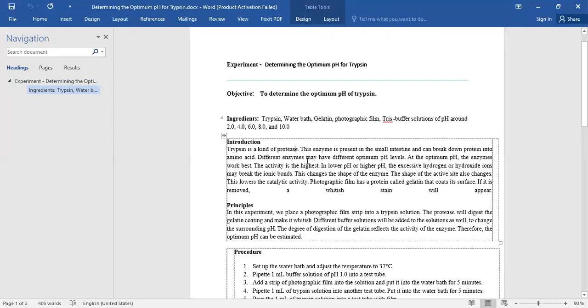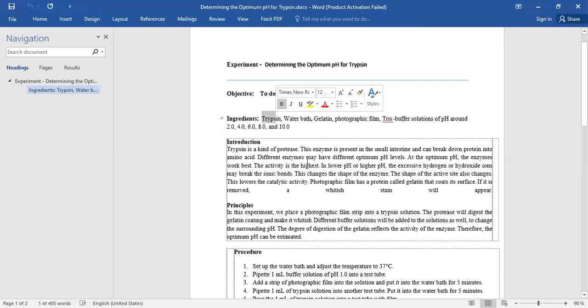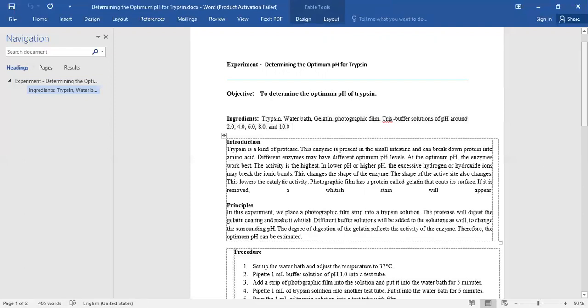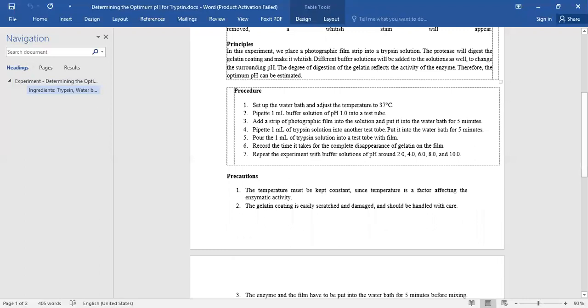First, we need trypsin enzyme, a water bath, gelatin, a photographic film which contains the gelatin film, buffer solution, and pH solutions in the range of pH 2, 4, 6, 8, 10. Now we start the experiment. First, we set up the water bath and adjust the temperature to approximately 37 degrees centigrade. This is done first because the water bath takes time to set up. So we fill the water bath with water and adjust it to 37 degrees centigrade.